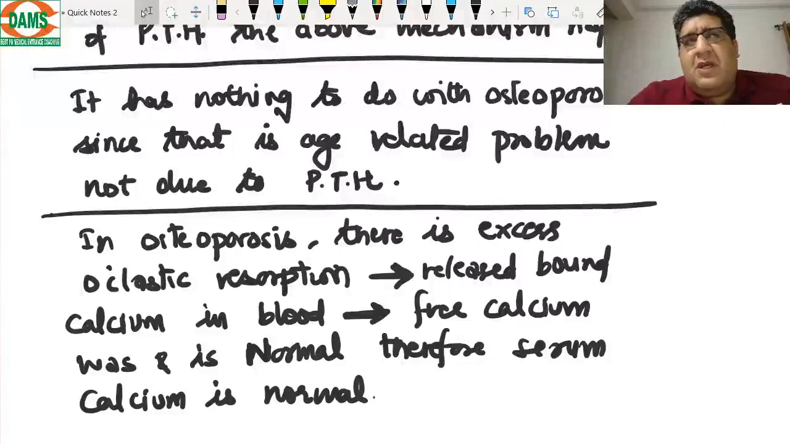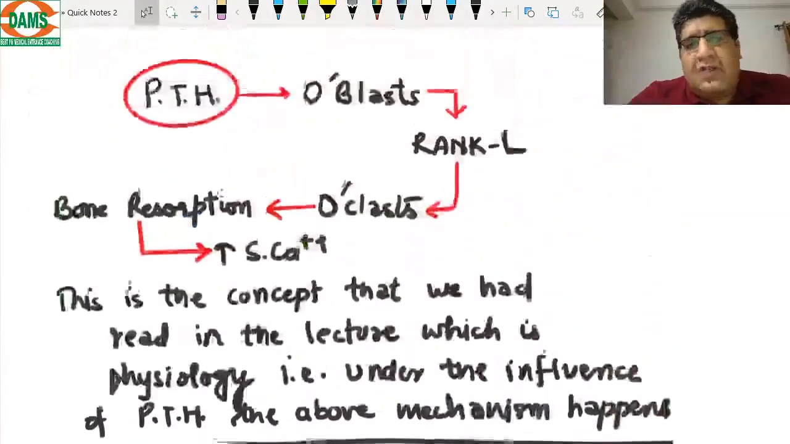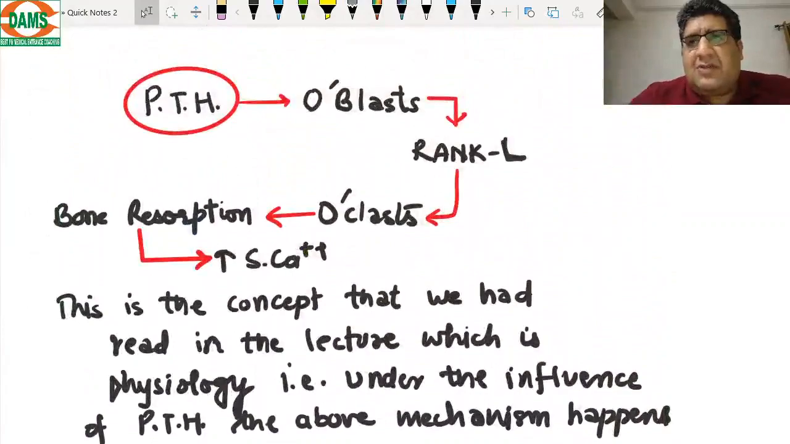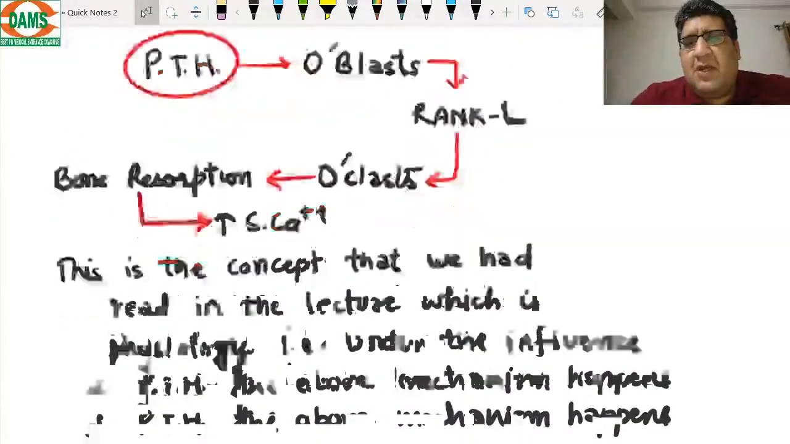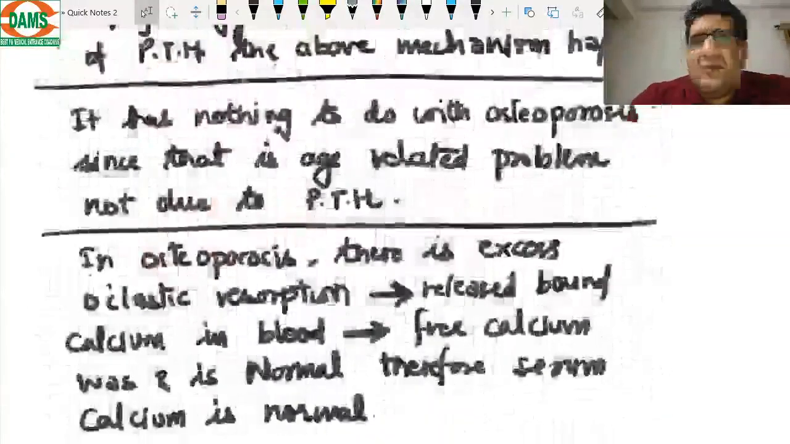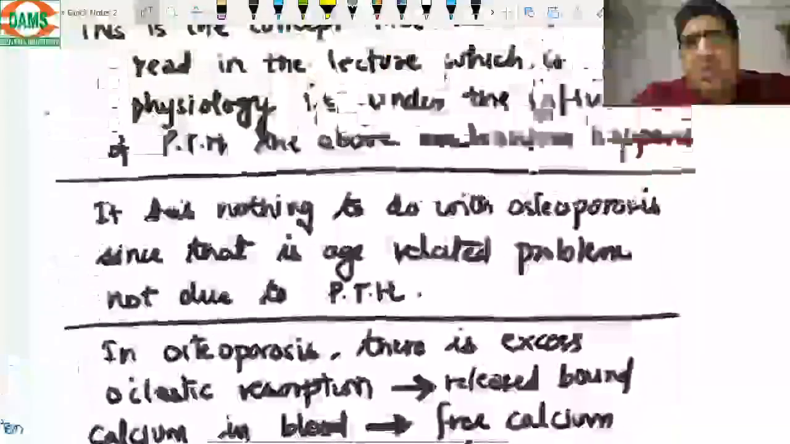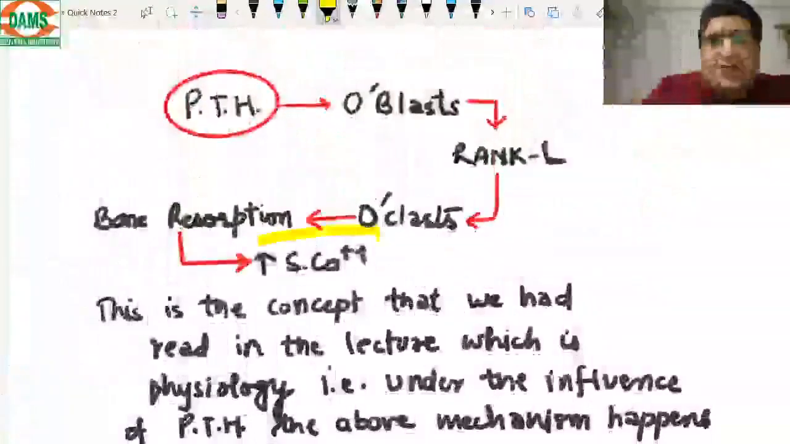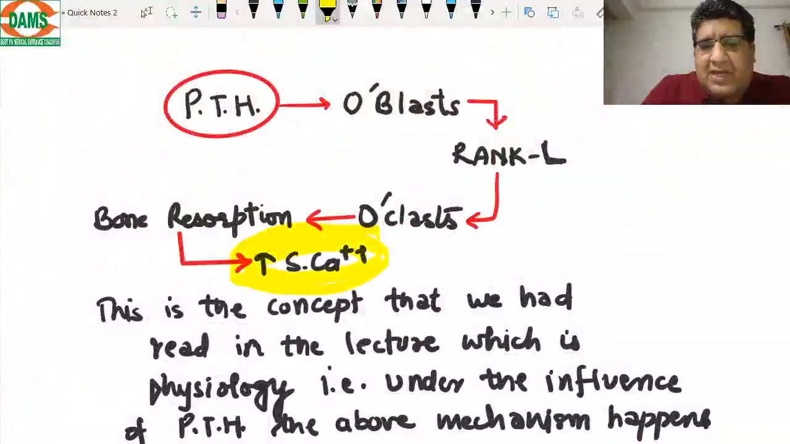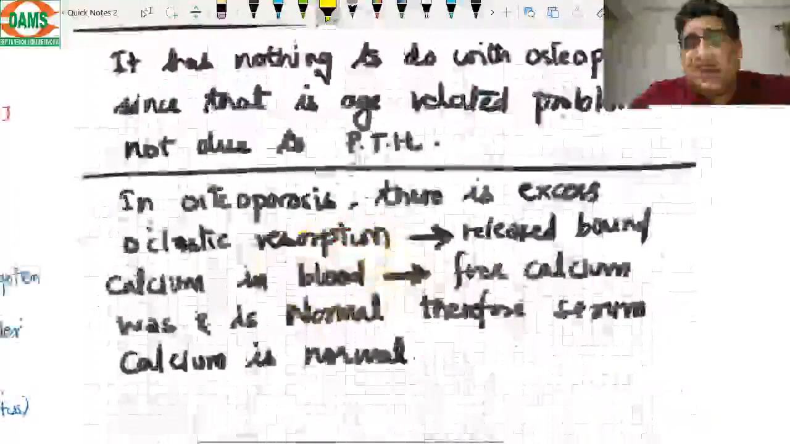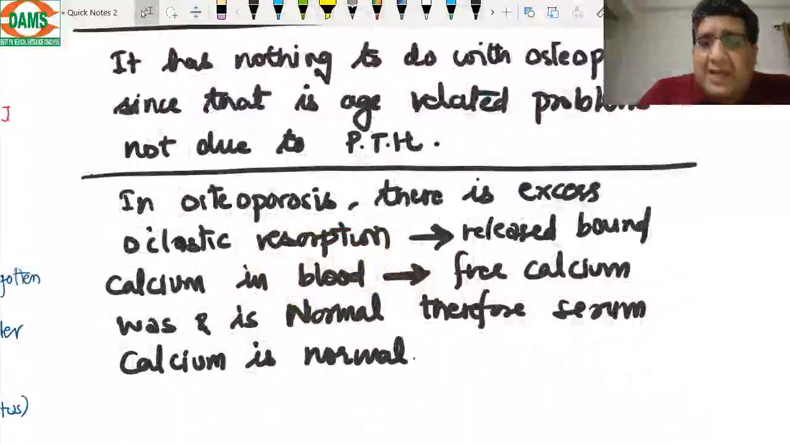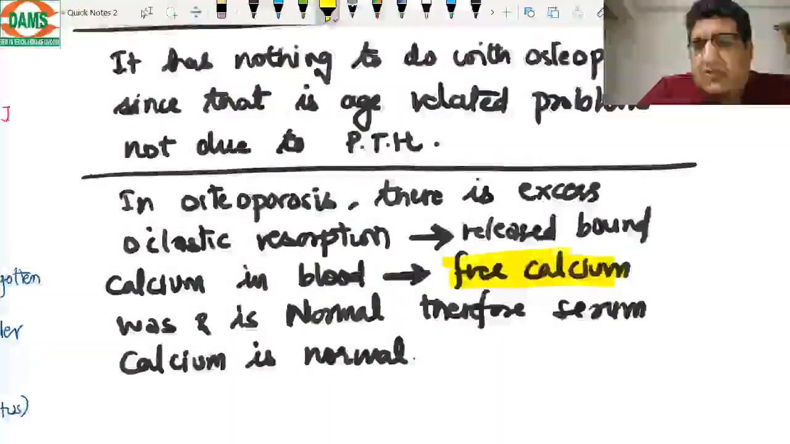Everyone is confusing that in physiology you told us that PTH, when it is leading to osteoclastic resorption, is leading to increase in serum calcium. But in osteoporosis, when you said that there will be osteoclastic resorption, serum calcium will be normal. Boss, this serum calcium which is increasing here is total serum calcium. And this serum calcium which is increasing here is again total serum calcium. But do we do a quantitative estimation of the total calcium? No, we do it for the free calcium, and that is why free calcium was normal and is normal.